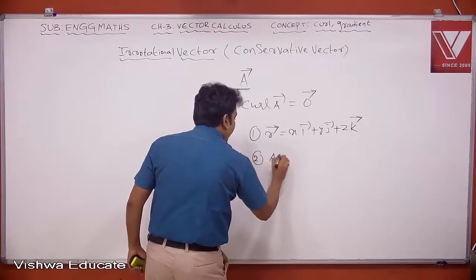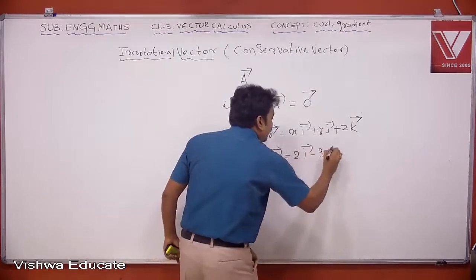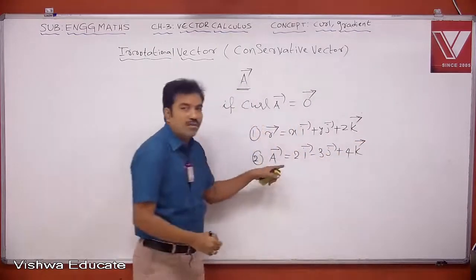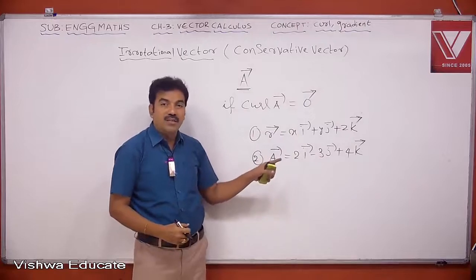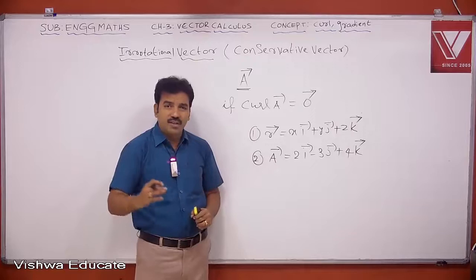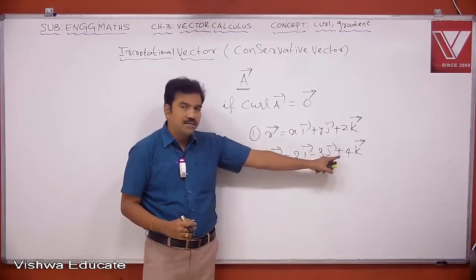Another example is I can take a constant vector, for example, 2i bar minus 3j bar plus 4k bar. Here I am saying that the vector is constant. That means there are no changes in any one of these properties. That means this constant vector doesn't move in any direction. So even the components are constant: 2, minus 3, 4.